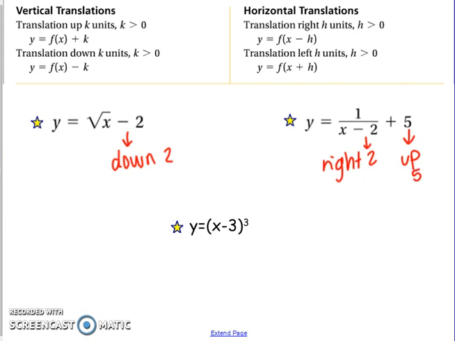Okay, and then x minus 3 cubed. So that's really a cubic function. So again, the original parent function would be x cubed. This is on the inside, so that minus 3 is going to make it go to the right 3.